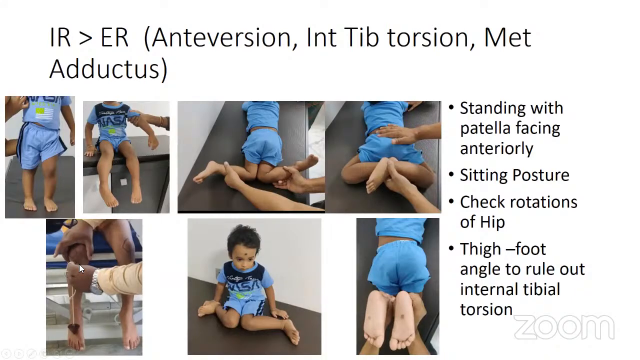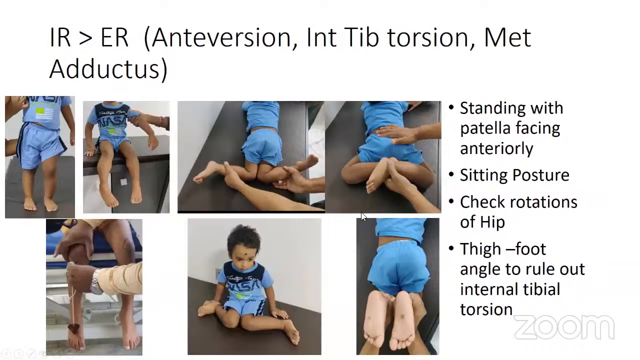hang the plumb line from the center of the patella or from the tibial tuberosity downwards, that should pass through the center of the bimalleolar axis. If it does, that indicates there is no deformity. But if there is some internal torsion, the foot will go inward. So it is further examined with the help of the thigh-foot angle in this manner. This is the thigh-foot angle. Next is the hip rotation. As you can see here, there is internal rotation.